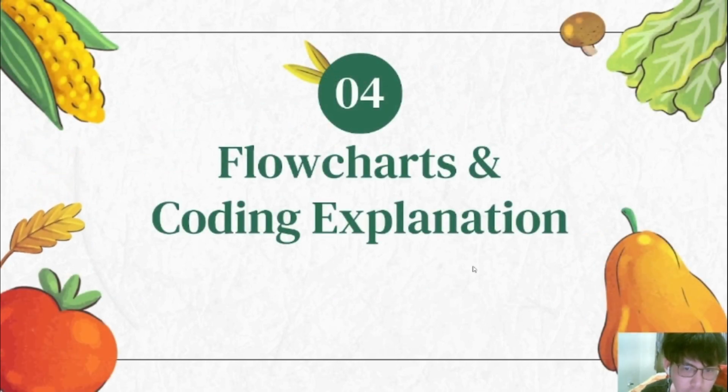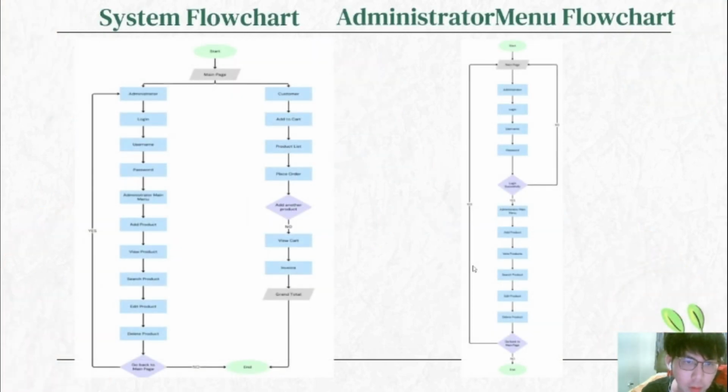Flow charts and coding explanations. So for the system flowchart, you can choose either login by administrator or customer. For the administrator menu flowchart, you can log in by username and password, then proceed to the administrator menu. As administrator, you could add product, view product, search product, edit product, and delete product.